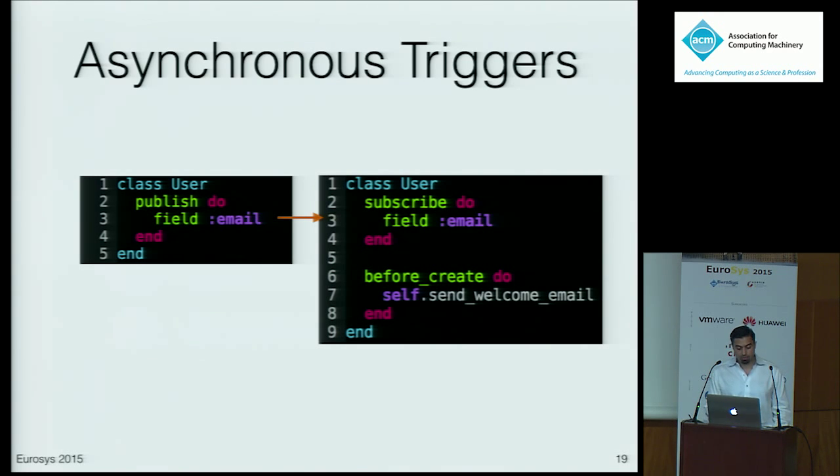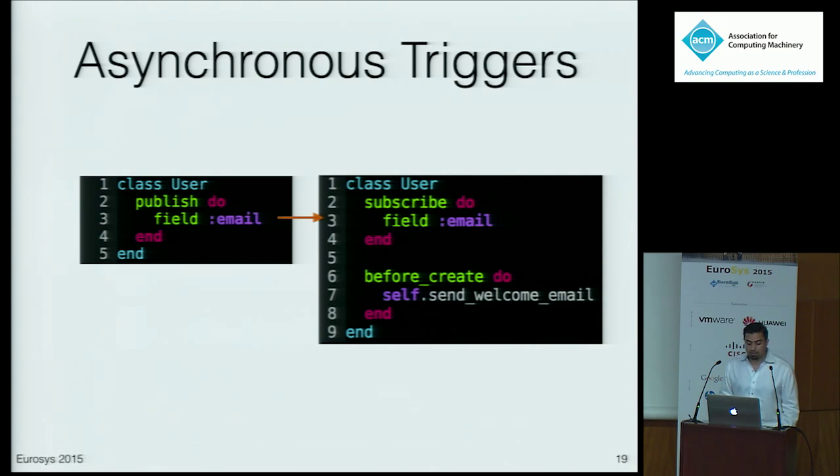The second example is how to implement asynchronous triggers. For example, suppose you want to implement a service that sends a welcome email whenever a new user registers. One can simply subscribe to the user model and add an ORM-provided callback, before_create, that triggers an email. This is intuitive to developers as they are already familiar with this ORM-provided callback API.